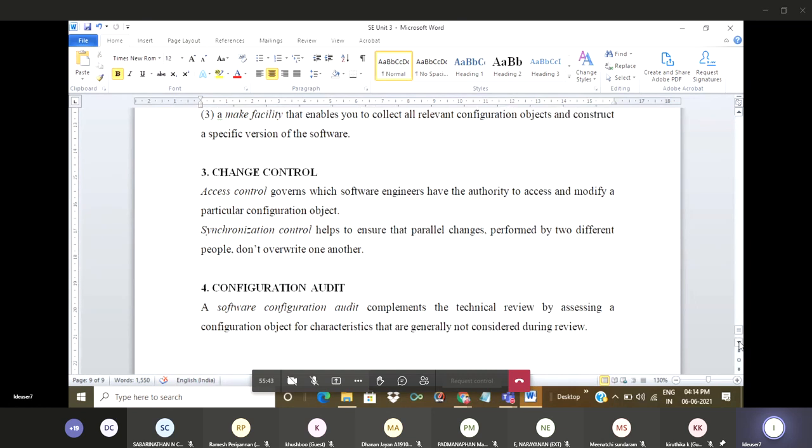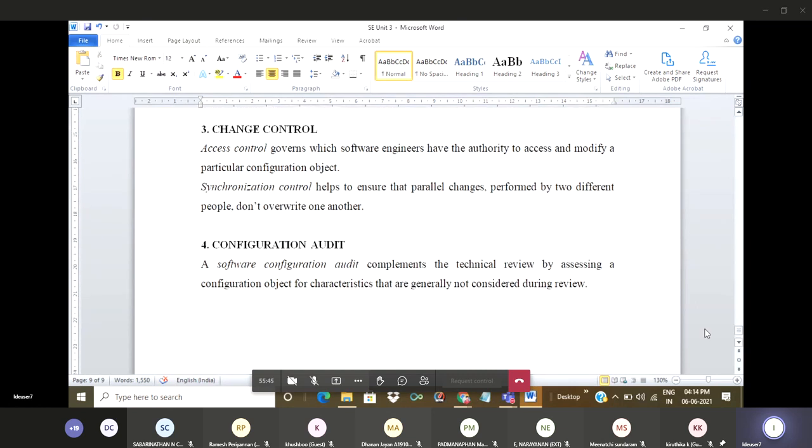Final is the configuration audit. A software configuration audit complements the technical review by assessing a configuration object for characteristics that are generally not considered during the review.